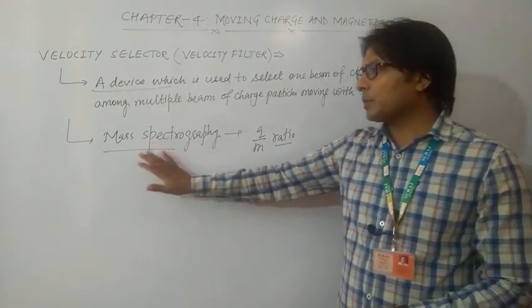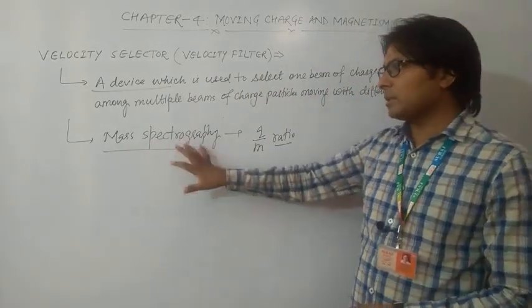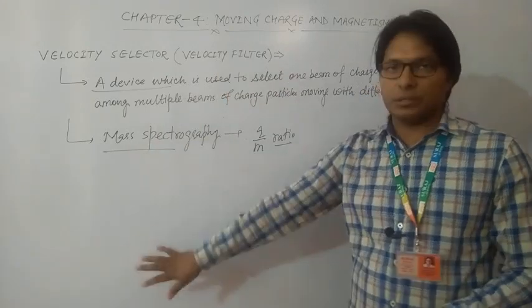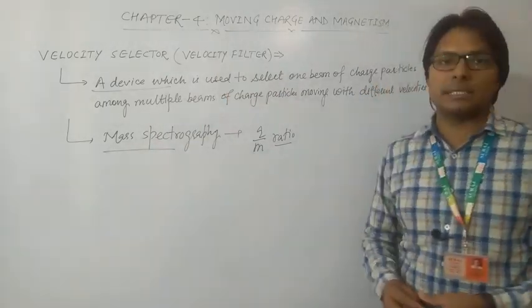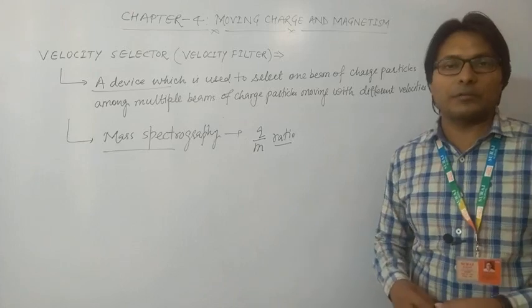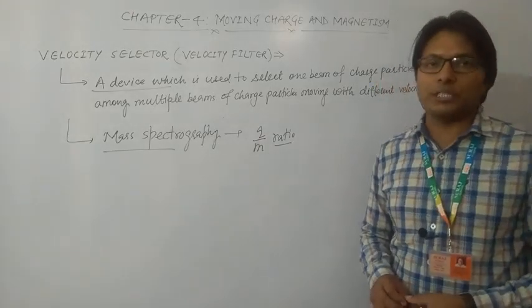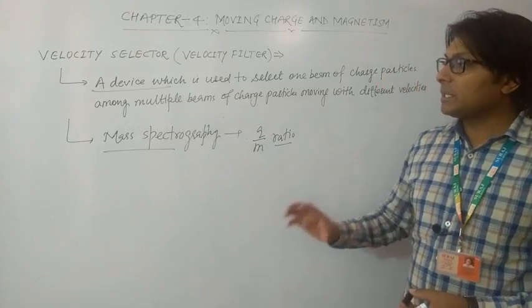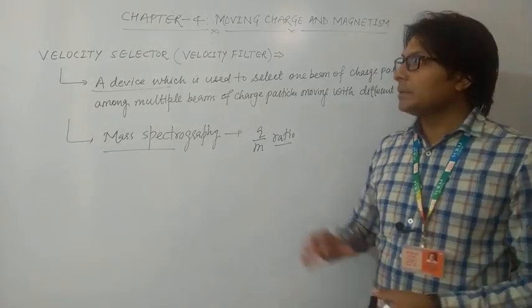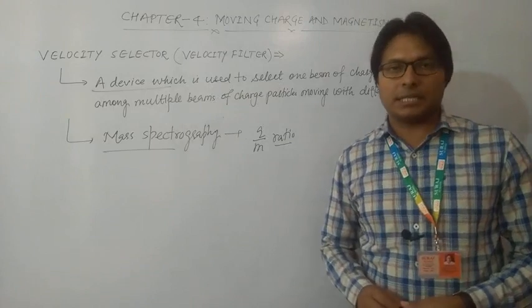This is not the topic of discussion here. You will study it in your higher classes, how mass spectrography is used to find the charge by mass ratio of a charged particle. But in mass spectrography we use a velocity selector.